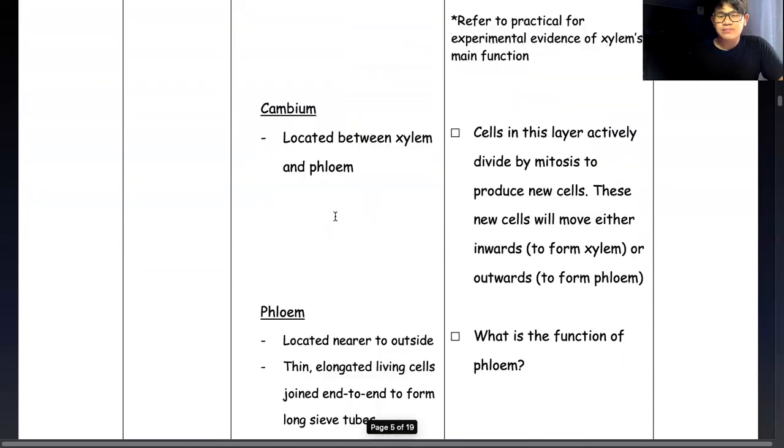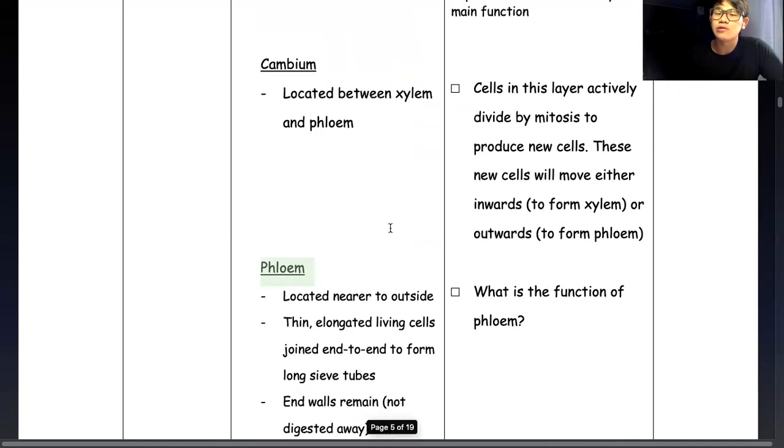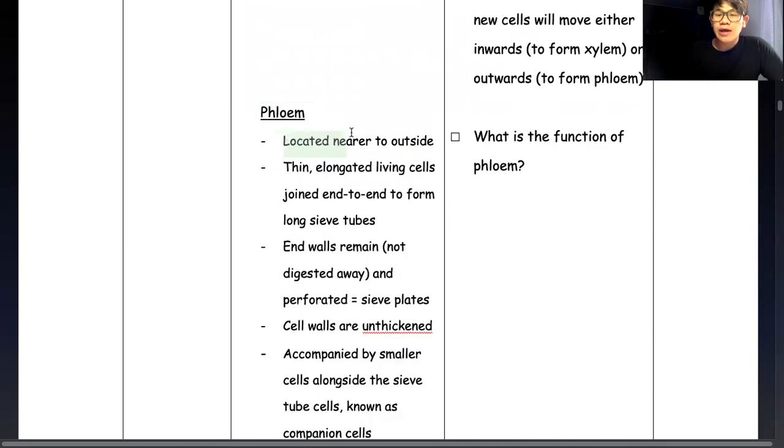Now, next part is, I'm gonna go to phloem first because kalau cambium jarang, it's not much importance. Importantnya phloem and xylem. So phloem, what are they? They are located near to the outside. Kalau near to the outside, maksudnya sebelah dengan xylemnya. Di mana ada xylem, confirm sebelahnya ada phloem, tapi di bagian luar. Okay, and they are thin elongated living cells joined end to end to form long sieve tubes.